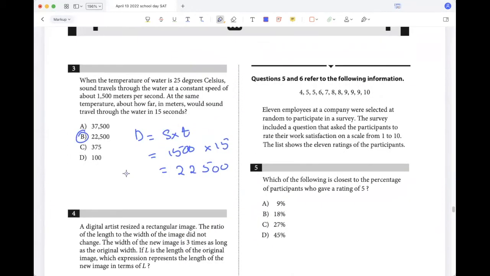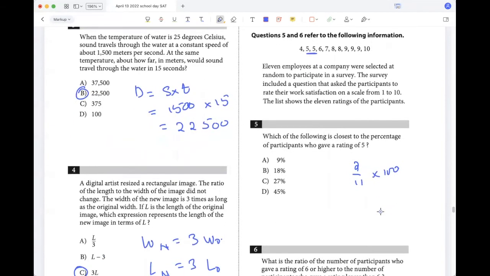11 employees at a company were selected at random to participate in a survey. The survey included a question that asked the participants to rate their work satisfaction on a scale from 1 to 10. The list shows the 11 ratings of the participants. Which of the following is closest to the percentage of participants who gave a rating of 5? So that's 2, right? So 2 out of 11 into 100. So 200 by 11. So 11 ones are 11, 90, 11 eights are 88, 20, 11 ones are 11. So around 18%.